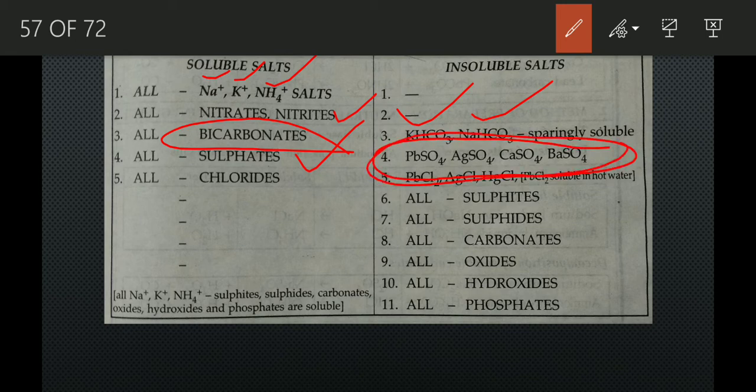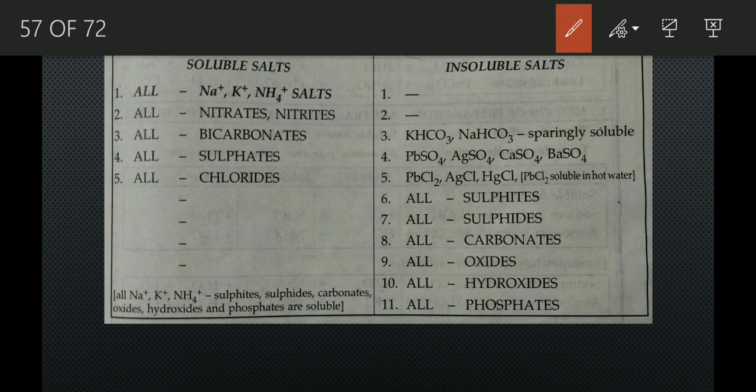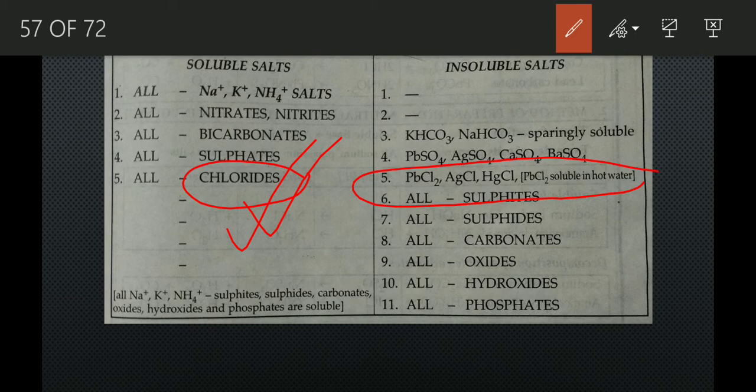In case of sulfates, all sulfates are soluble except these 4 sulfates. What are they? Lead sulfate, silver sulfate, calcium sulfate and barium sulfate. These sulfates are not soluble in water. In case of chlorides, lead chloride, silver chloride, mercury chloride are not soluble in water. But except these 3, all chlorides are soluble. And here one thing that we have to notice, PbCl2, that is lead chloride, is not soluble in cold water, but it is soluble in hot water.